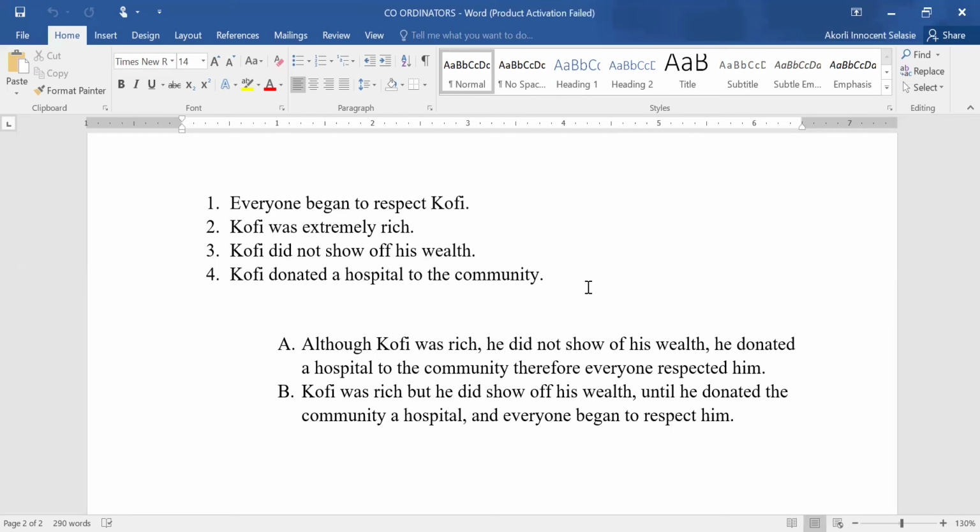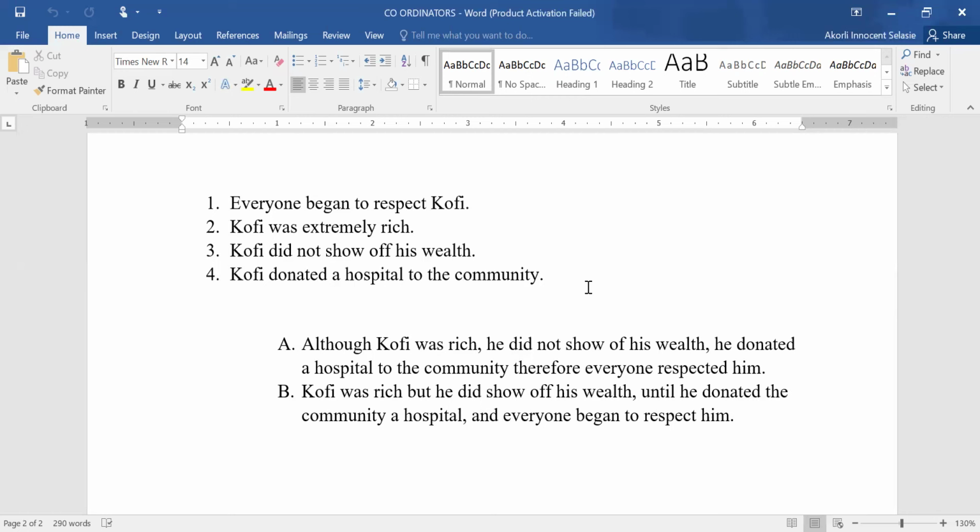So maybe when you read through, you might be thinking, everyone began to respect Kofi. No, Kofi was extremely rich. Maybe that could be the first one. Kofi did not show off his wealth. Maybe I will place that as second. Then he donated a hospital to the community. I will place that as the third. And then everyone began to respect Kofi.